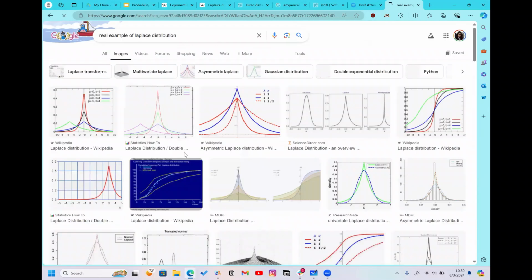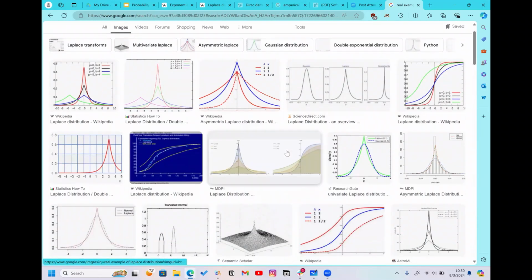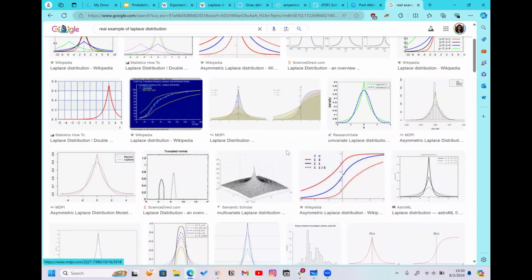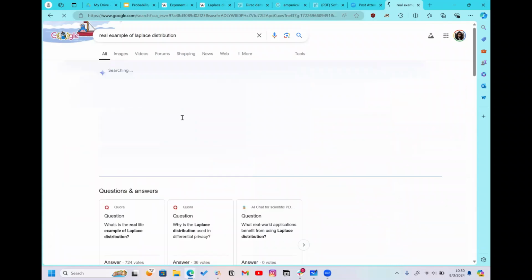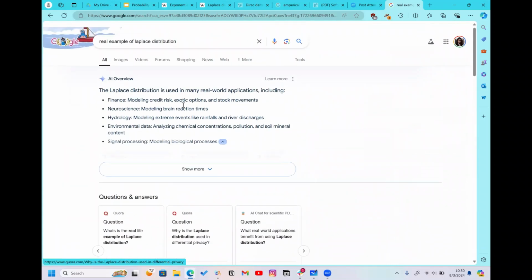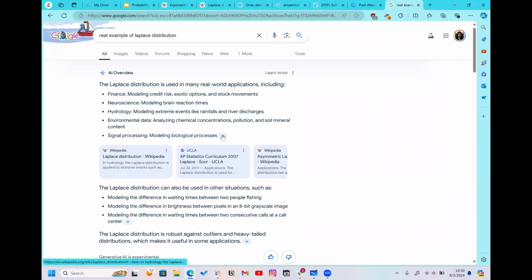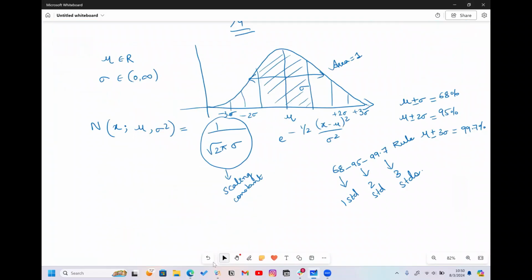But one question I had: since we are using the absolute function in the Laplace distribution, it is not differentiable at x equals 0, right? I mean, x equals mu. Then does it cause problems in calculations later on, at x equals mu? Yeah, it's not differentiable.